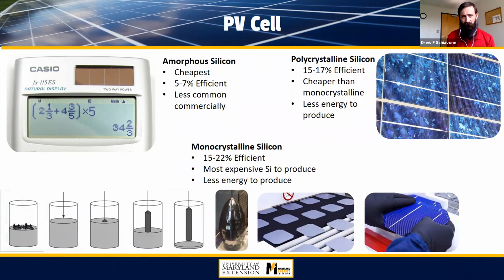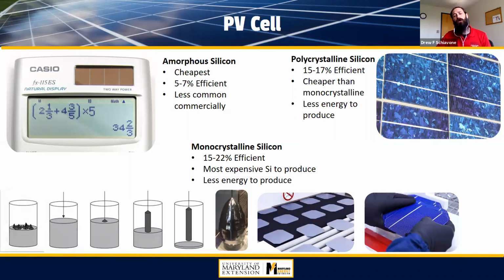Amorphous silicon is a thin film technology. It's not very efficient, and you're not going to see it outside of applications like little things like this, a calculator. But more in tune with what we'll be implementing on farms and homes and commercial operations is the poly and the monocrystalline silicon. Again, the mono is more efficient.